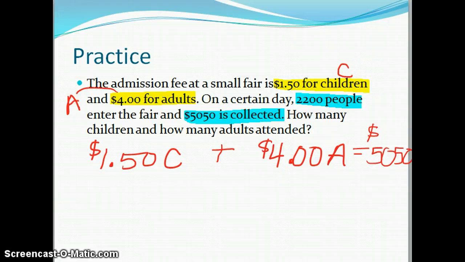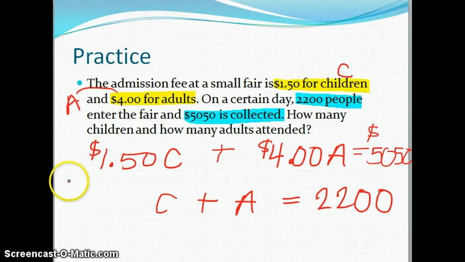But I also have to look at the other equation and think, how can I find this answer? Because right now, all we have is one piece of information. We just have one fact about the total cost. We need to find the total people. So I can also say the amount of children plus the amount of adults is going to equal 2,200 people. And so now we have a system of equations, right? We have two specific equations, and now we need to solve them just like we did before.